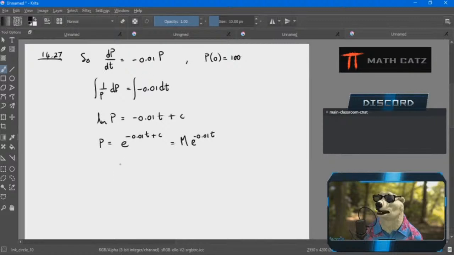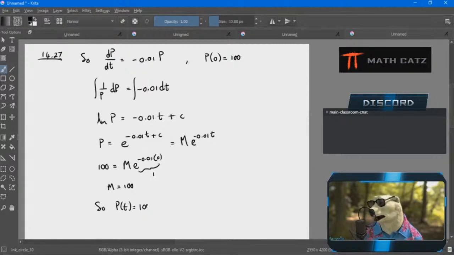Then I'm going to use the fact that I start with 100%. It hasn't decayed yet at the start. So 100 equals m times e to the negative 0.01 times 0. It becomes tedious to write this out perhaps, but with this I'm practicing that first part of the question that is going to ask me to confirm what the differential equation is and how to solve it. How do I get to this function that I will use from now on?